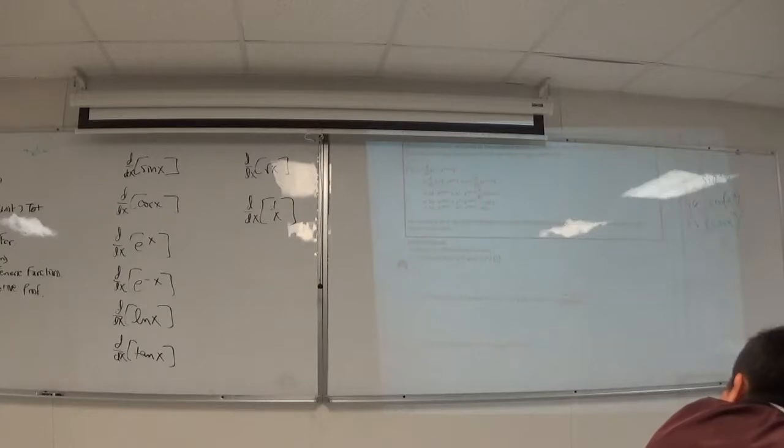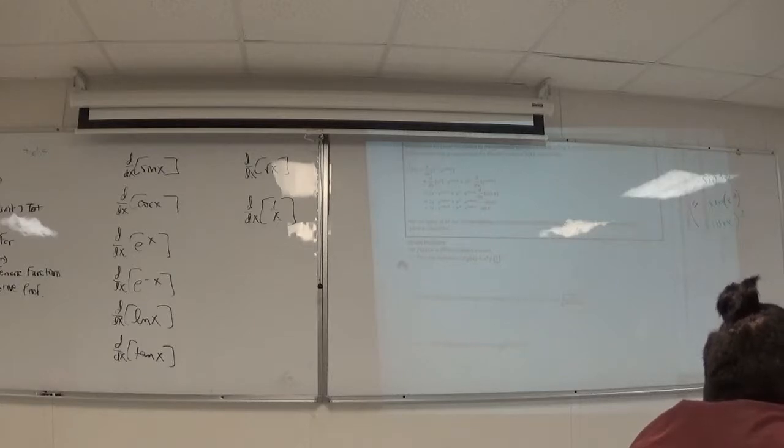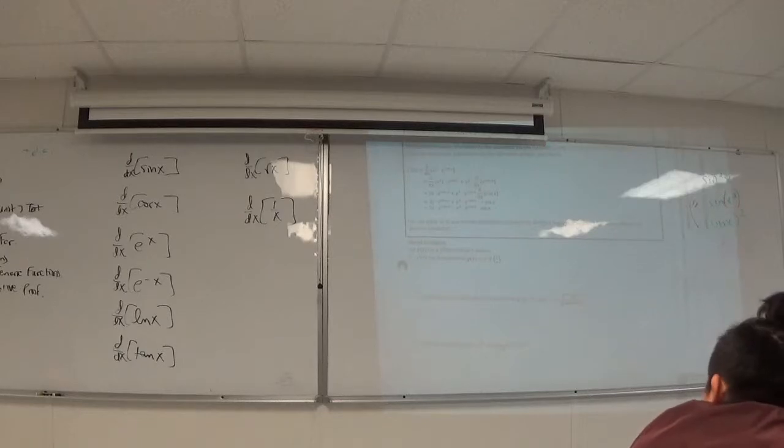Well, sine of x is cosine of x. Cosine of x is the negative sine of x. E to the negative x, negative e to the negative x. Natural log of x is 1 over x. And tangent, isn't it secant? Yeah, secant squared. No, it's secant x squared. And then the square root of x, I don't know. Square root of x is 1 over 2 root x. And 1 over x is negative 1 over x squared.